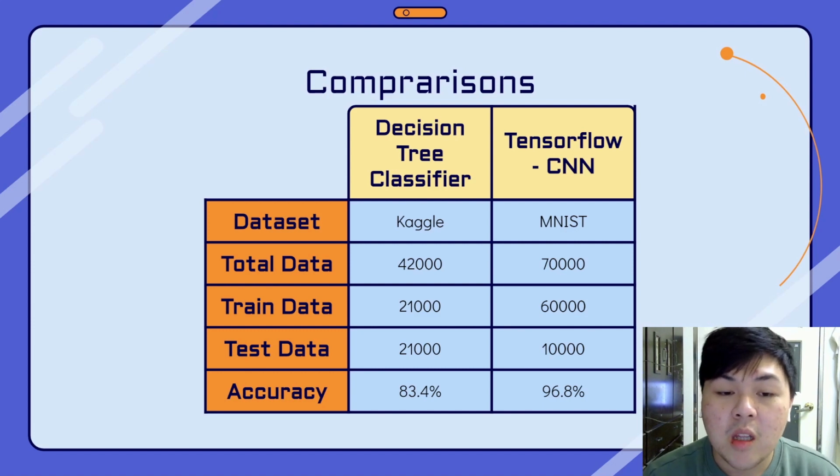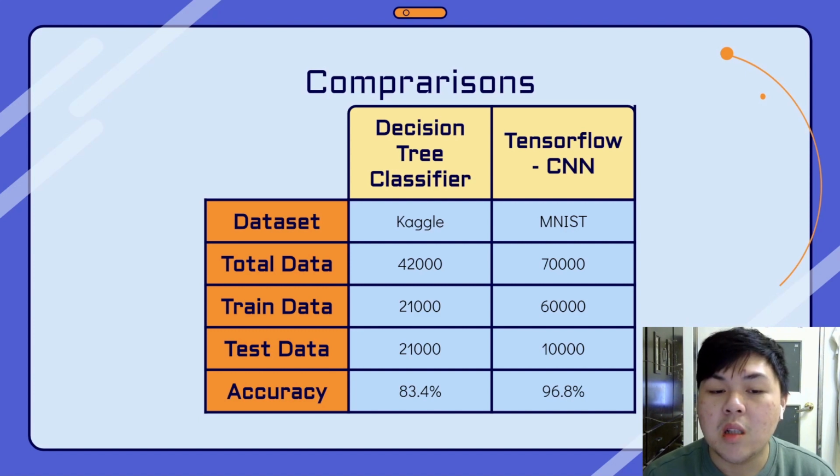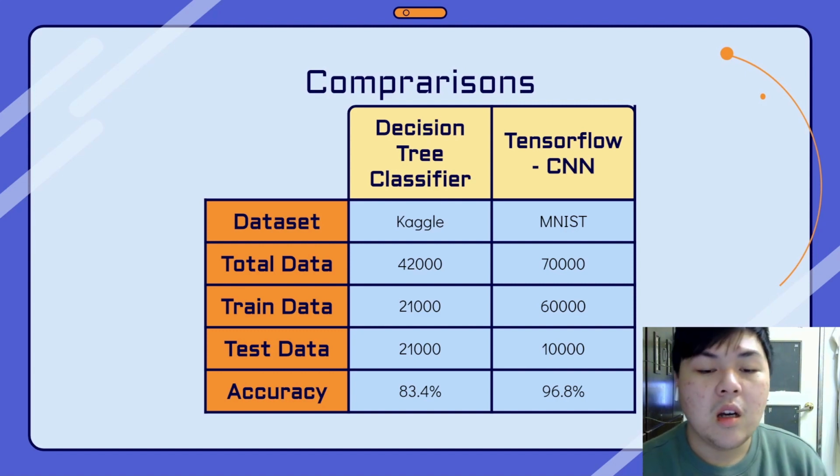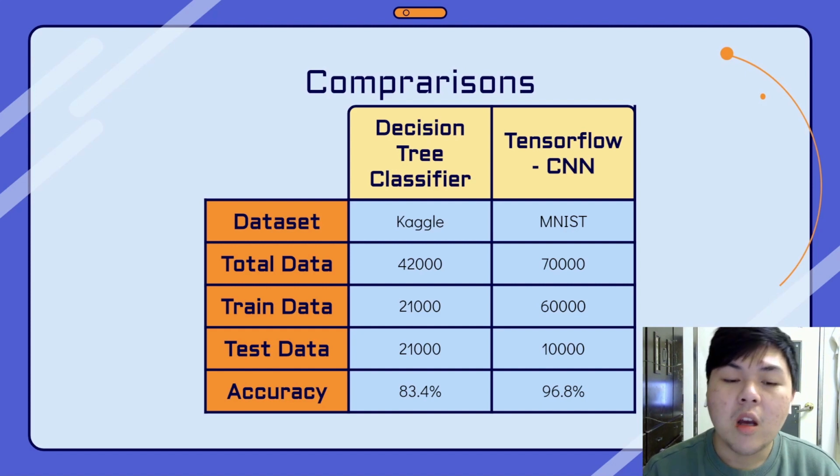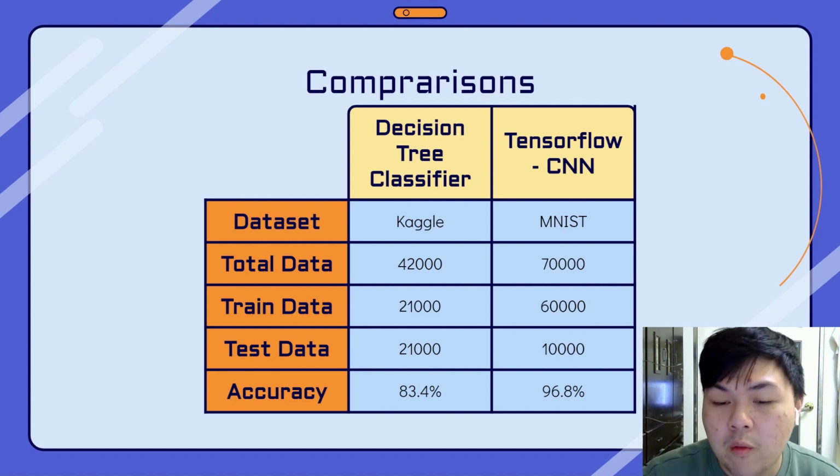And in my handwritten digit recognizer, I'm using TensorFlow with CNN as the classifier and the digit image pixels, while the decision tree classifier uses the digit image pixels as a feature vector, and a decision tree as the classifier for handwritten digit recognition. And the accuracy I got from my experiment project is 96.8%, while the decision tree classifier only got 83.4%.